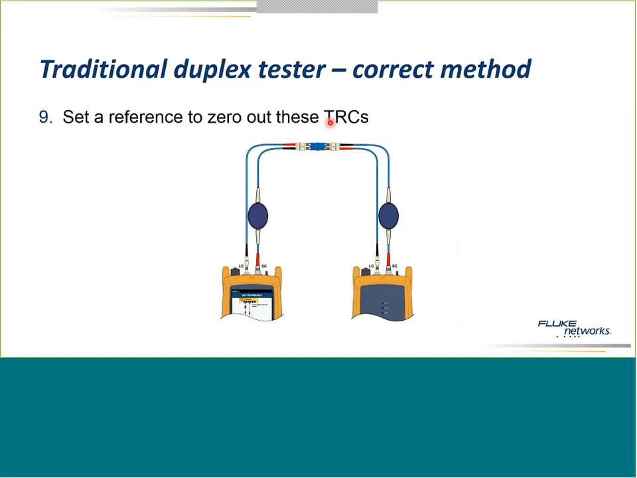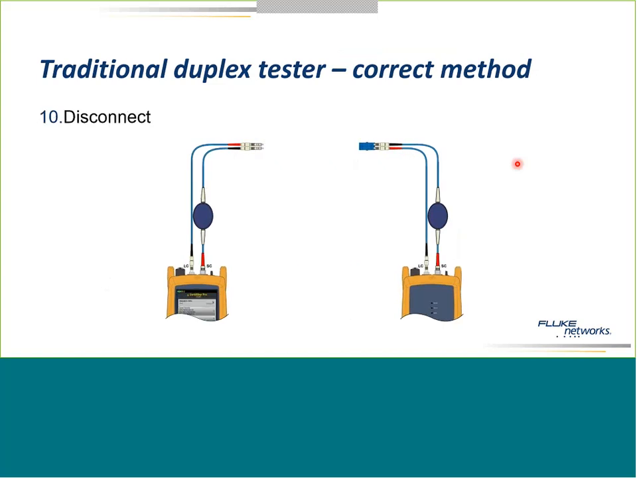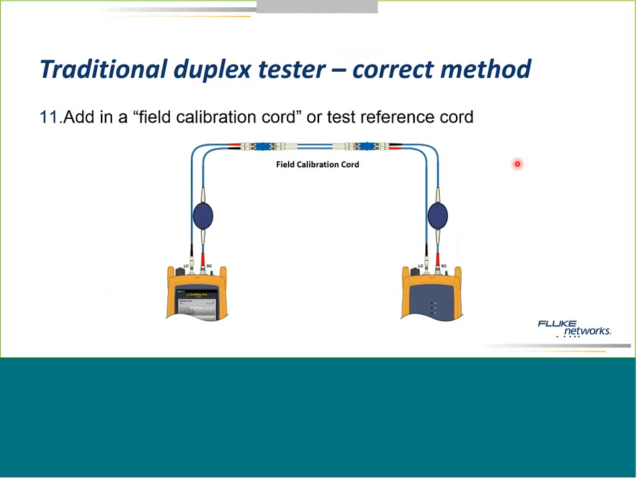Now here's the tricky part. We're going to set a reference again at this point. Here's our 2 jumper reference. So we've set a reference to 0. Now we'll disconnect at the coupler, and we're going to put in a short, call it a foot long, field calibration cord. And we're going to check to make sure that the loss value of this new coupler that we've introduced doesn't exceed what we're looking for.